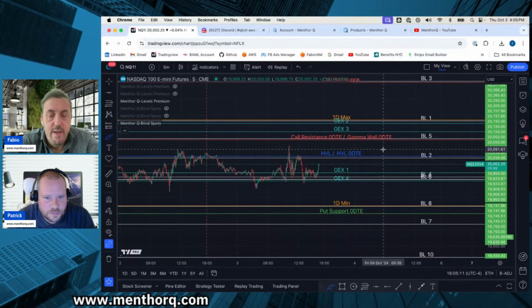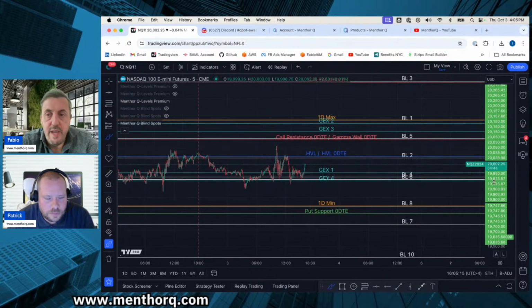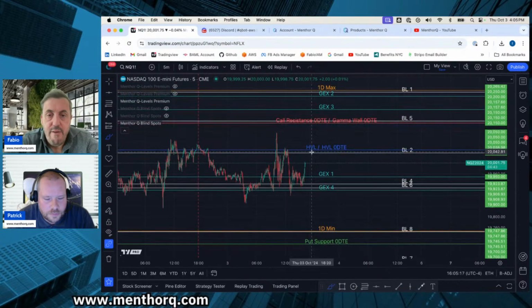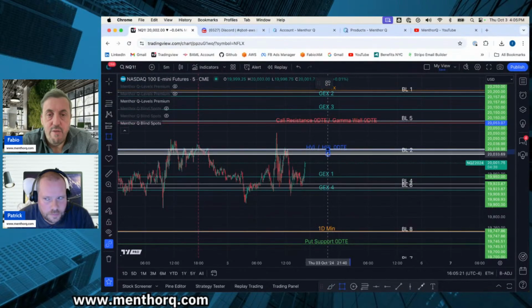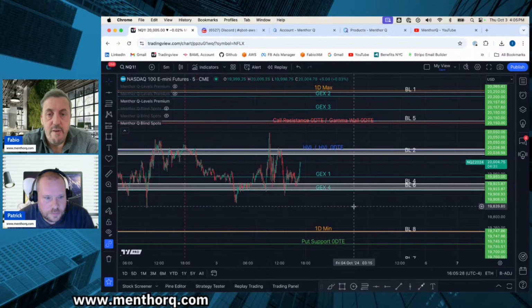Yeah, and then we can add on top of that, after the levels, also our blind spots levels here. So as you can see, we have very big overlapping areas in here. So exactly around this area, and a very big overlapping area around here. So a big support and resistance area right there.